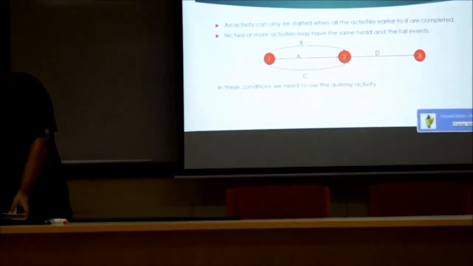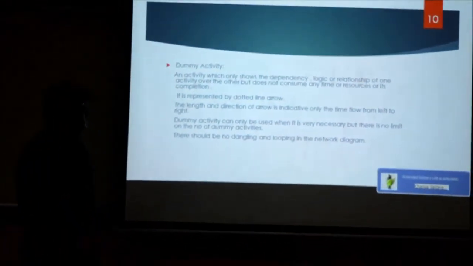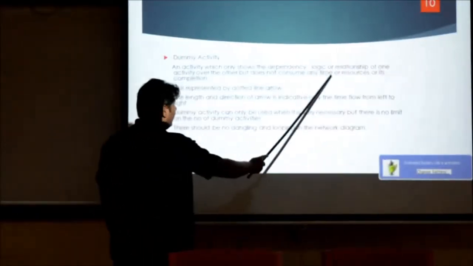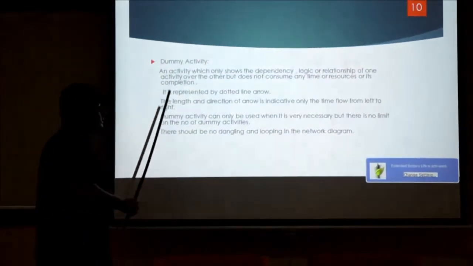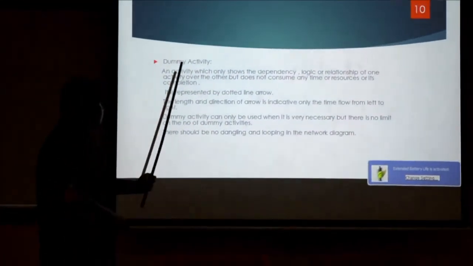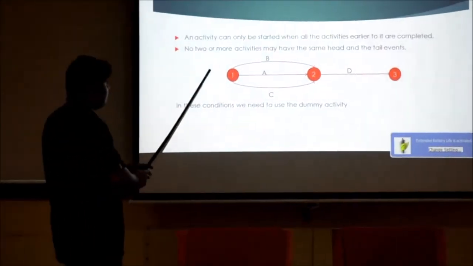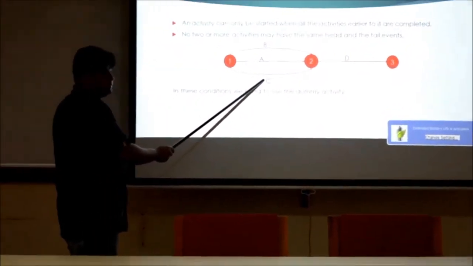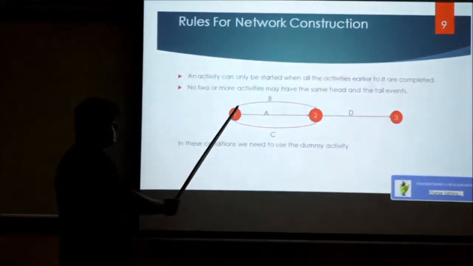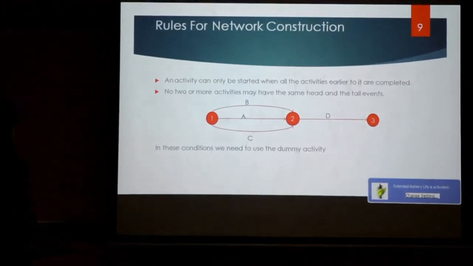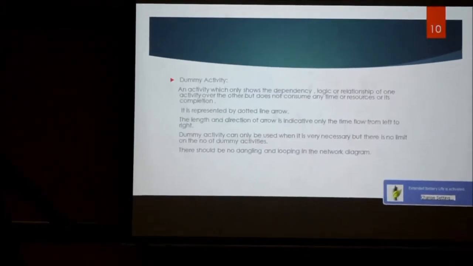Now we have to talk about what a dummy activity is. A dummy activity is an activity which only shows the dependency, logic or relation of one activity over the other, but does not consume any time and resources. See, the important thing is that it does not consume any time or resources when it is completed. So this is the most important thing for a dummy activity. Like in the previous example, if we make B and C dummy activities, then B and C won't be consuming any time.